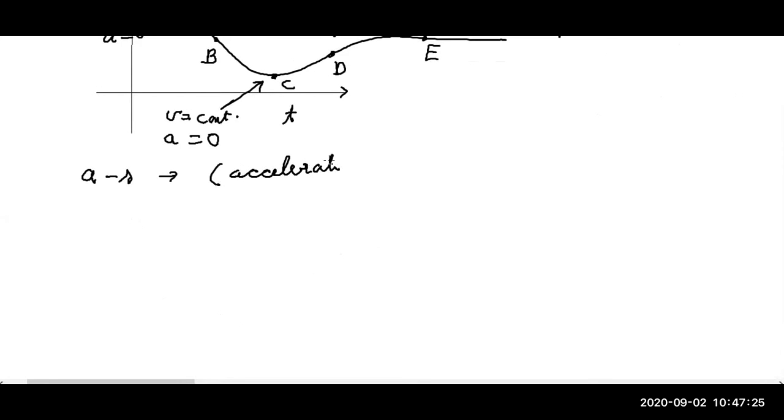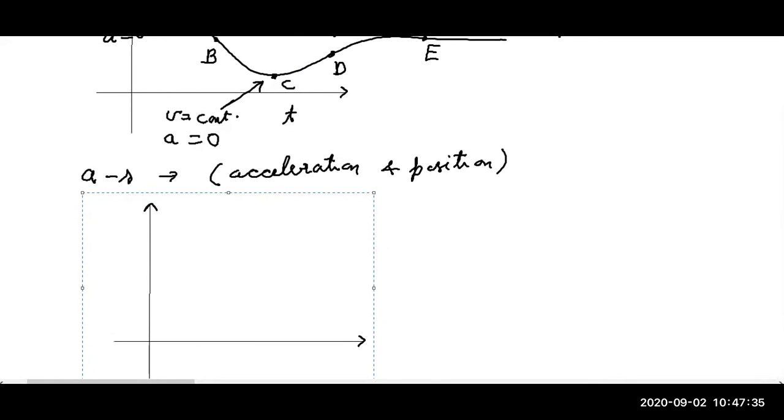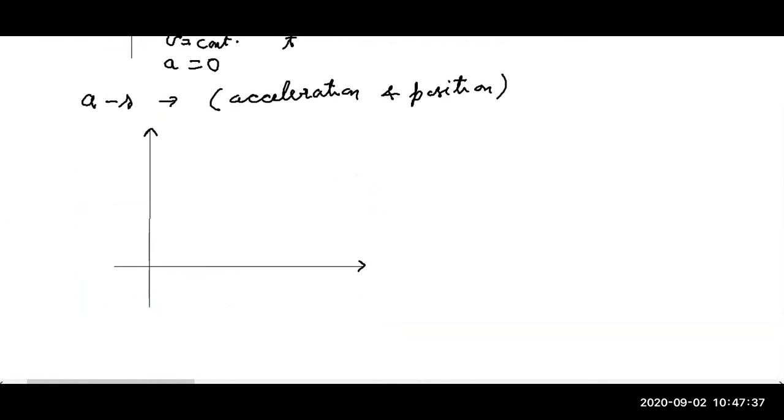Acceleration and position graph. So what does it mean? What is the meaning of the acceleration-position graph and how is it related with other graphs? So this is A, this is S. So this is the graph. What will be its slope? Slope is dA by ds. That is not any significant quantity, but you can write it like this, dA by ds only.